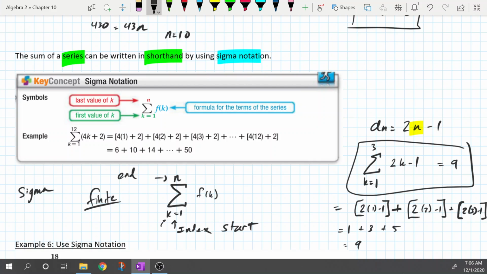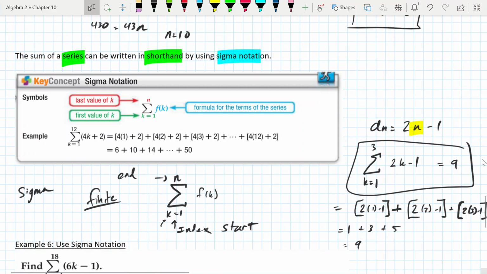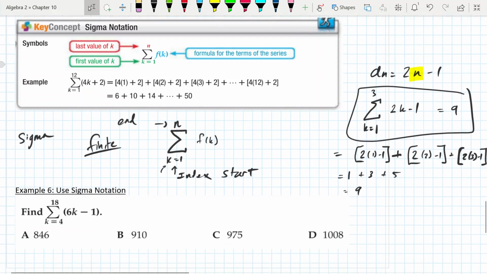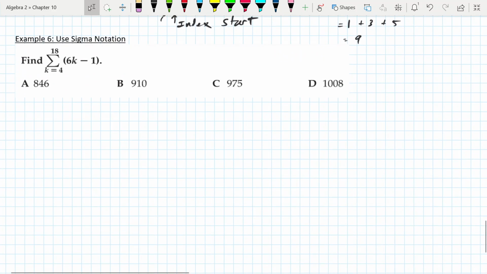All right, so that's what sigma notation is all about. You can see they did a similar kind of example here in the key concept box, but they went all the way to 12. I wanted to be able to see all of them, so I just did it short. I stopped a lot sooner at something like 3. All right, we're going to use sigma notation. Now, you'll notice a couple things here.